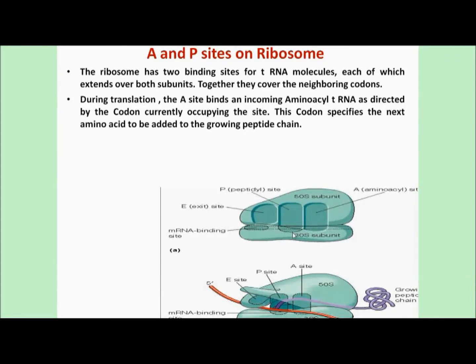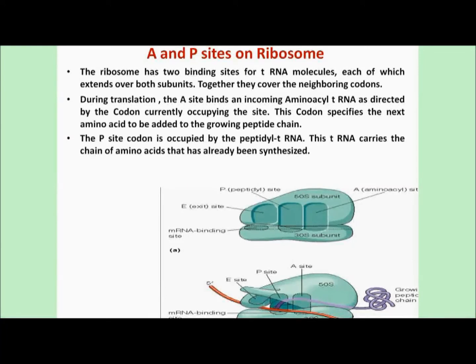The P site is also known as the peptidyl site, because here peptide bonds are formed. The P site is occupied by the peptidyl tRNA. This tRNA carries the chain of amino acids that has already been synthesized. Just remember like that: A is the acceptor. It will accept the tRNA carrying an amino acid, and every time it will get shifted to the P site and the A site will remain vacant.